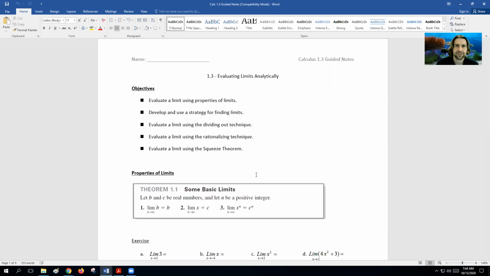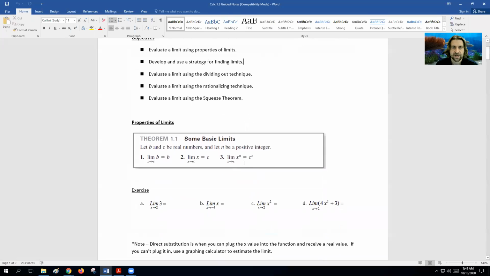Our objectives in this section are to make sure we can evaluate a limit using properties of limits. We're going to develop a new strategy for finding limits. We're going to make sure we can evaluate a limit using a dividing out technique. This will be the most common thing that we do here. The tough part is evaluating a limit using the rationalization technique. And then what we will just gloss over is evaluating a limit using the squeeze theorem. So let's go ahead and get this started.